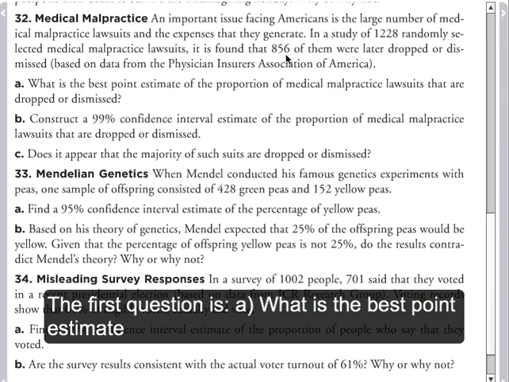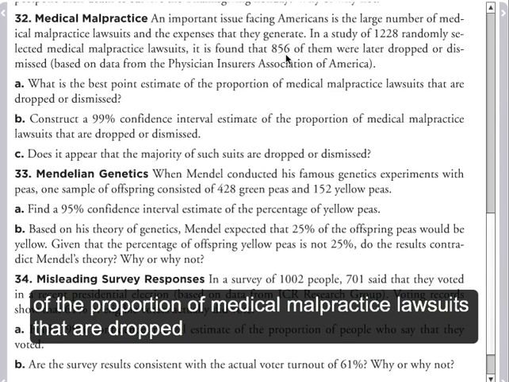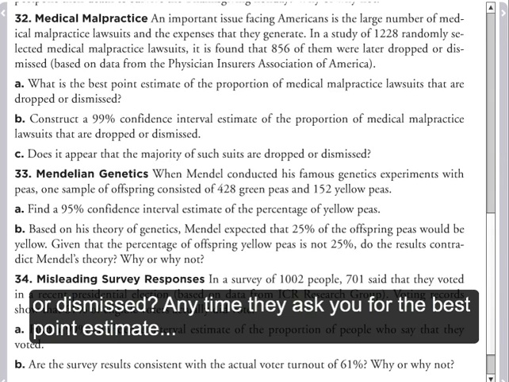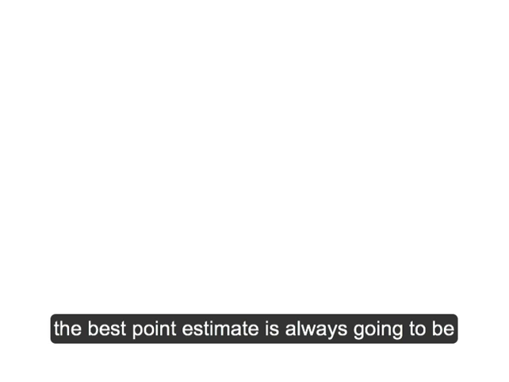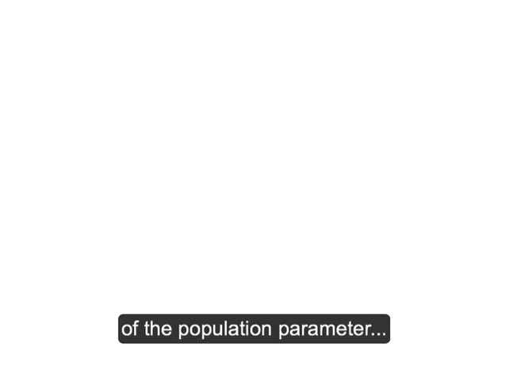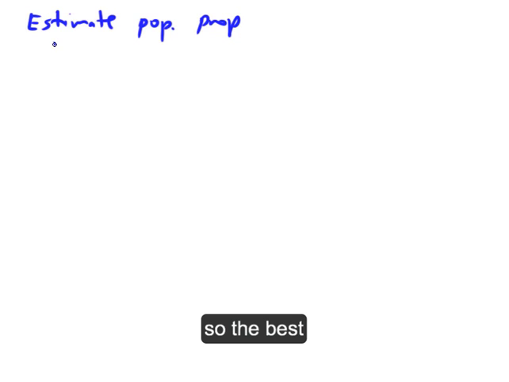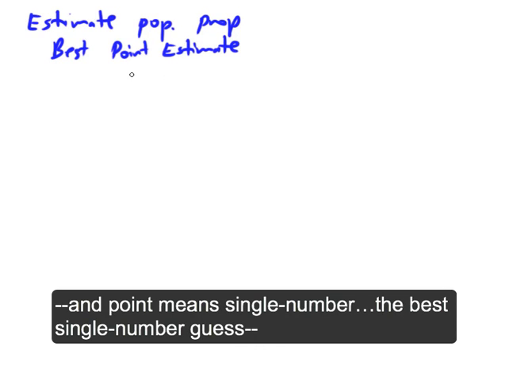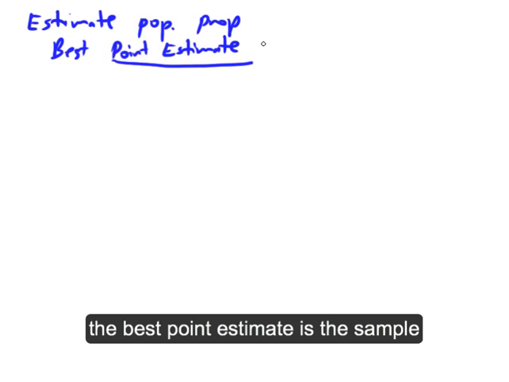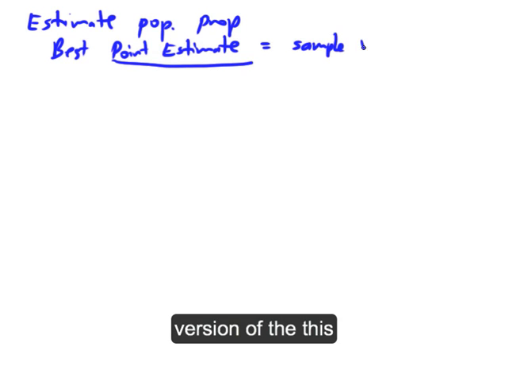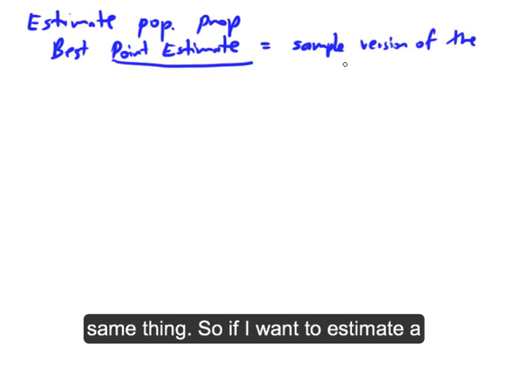And the first question is, what is the best point estimate of the proportion of medical malpractice lawsuits that are dropped or dismissed? Anytime they ask you for the best point estimate, it's going to be the sample version of the thing we're trying to estimate. In this case, we're trying to estimate a population proportion. And point, by the way, just means single number, the best one number guess we have. The best point estimate is the sample version of the same thing.